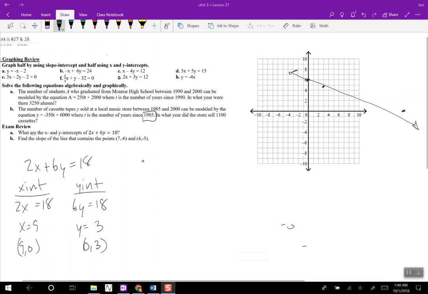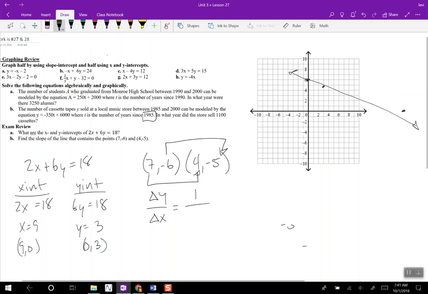B, find the slope of the line that goes through 7, negative 6, and 4, negative 5, or our change in y over our change in x. So our change in y from negative 6 to negative 5 is going up 1, and from 7 to 4 is going down 3. So that's the same as negative 1/3, or down 1 and right 3.